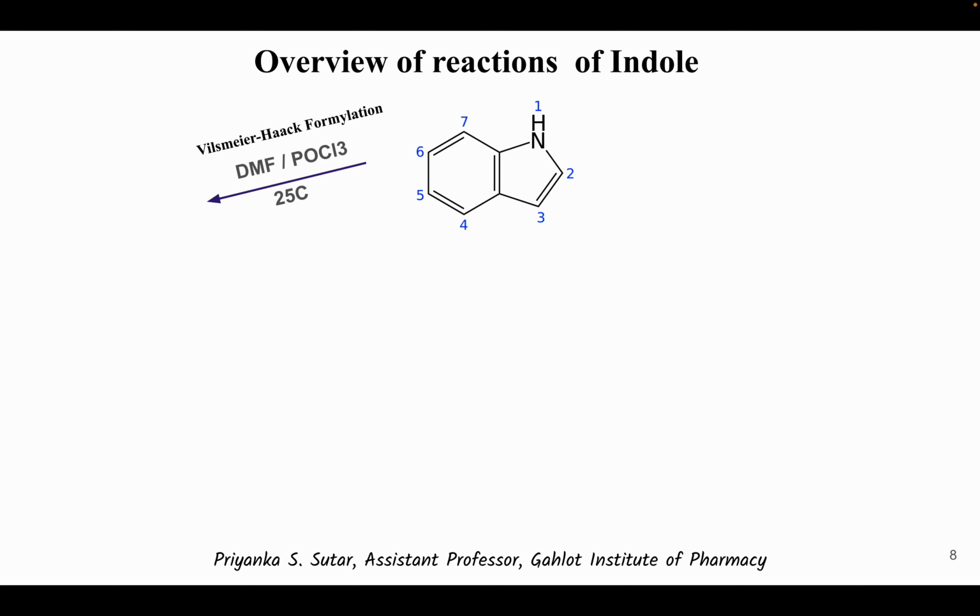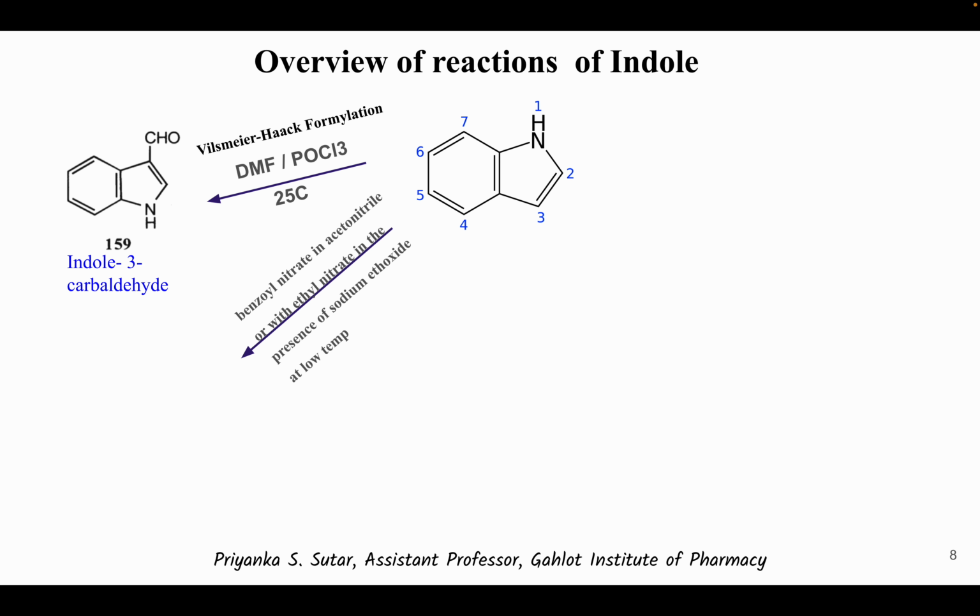Now here it is a different reaction, that is Vilsmeier-Haack formylation. Formylation will again take place at the third position, forming indole-3-carbaldehyde. Then nitration: as we have seen previously, the pyrrole ring is sensitive to acid attack, right? It is sensitive to acid. That's why we cannot use strong acid for the nitration. So we are using a different nitrating agent, that is benzoyl nitrate in acetonitrile, and it will give again the same position, that is 3-nitroindole.